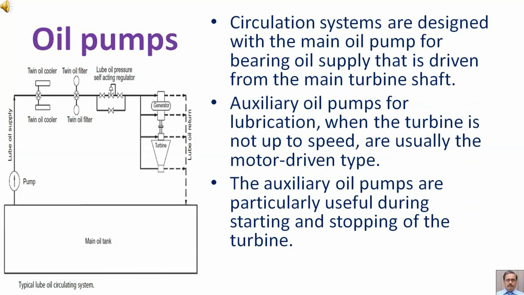Circulation systems are designed with the main oil pump for bearing oil supply that is driven from the main turbine shaft. Auxiliary oil pump for lubrication when the turbine is not up to the speed are usually the motor driven type. The auxiliary oil pumps are particularly useful during starting and stopping of the turbine.